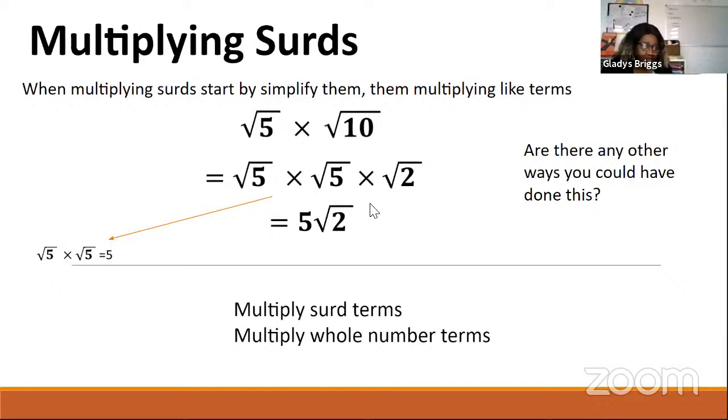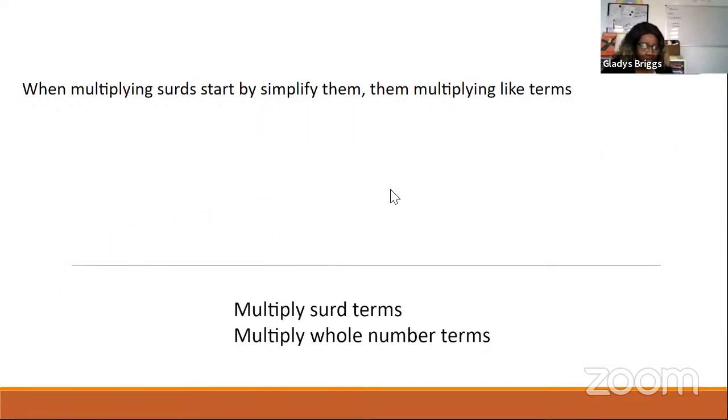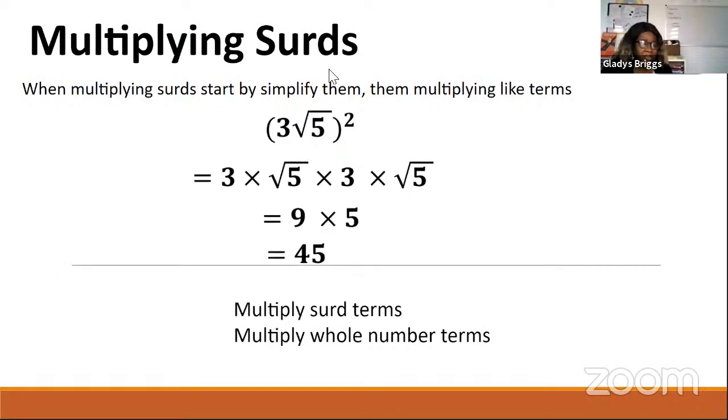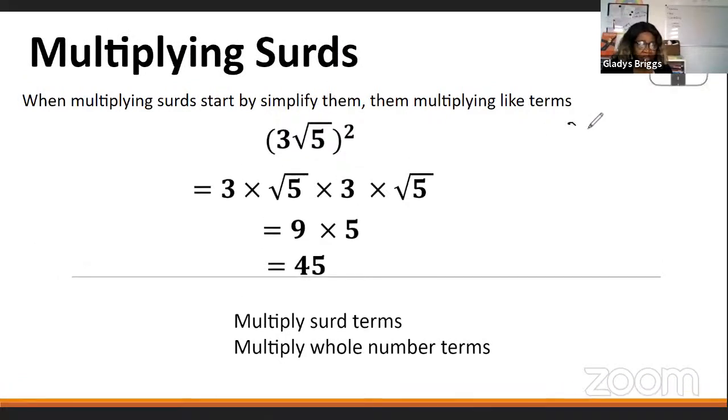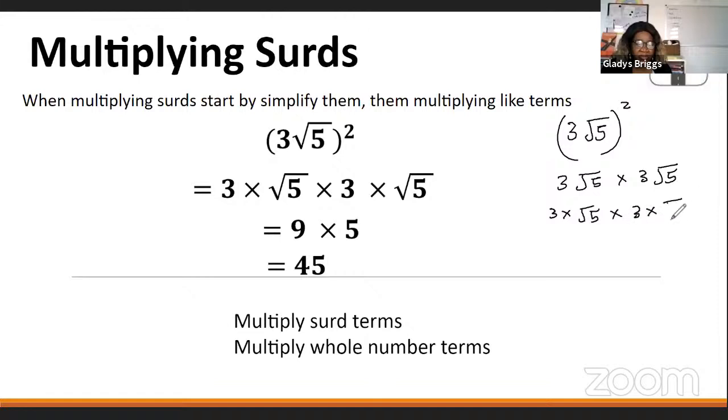Here's another example. You have 3 times root 5 all squared. So you can write this out in expanded form. That will be 3 times root 5 times 3 root 5. Okay, and you can just expand everything out. 3 times root 5 times 3 times root 5. Collect all the number terms. 3 times 3 is 9, times root 5 times root 5 is 5, and that's equal to 45. So write down my example.